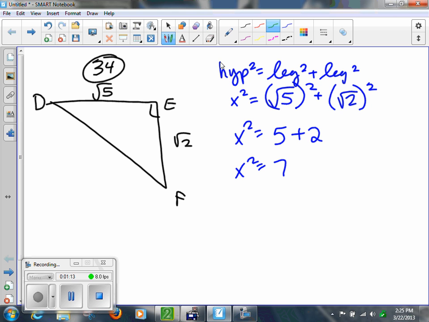What do I do to solve for x? Square root of both sides. Do I know the square root of 7 without a calculator? No. Leave it. That's simplified. Root 7. Okay?